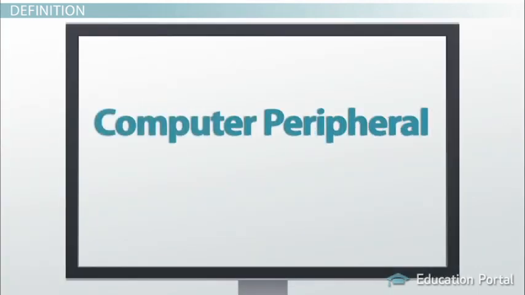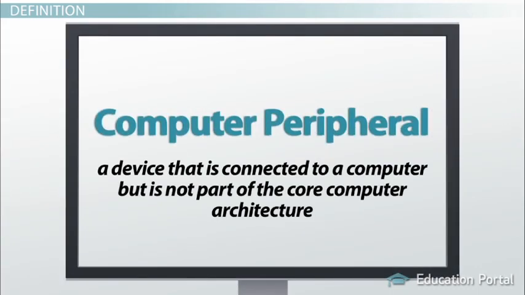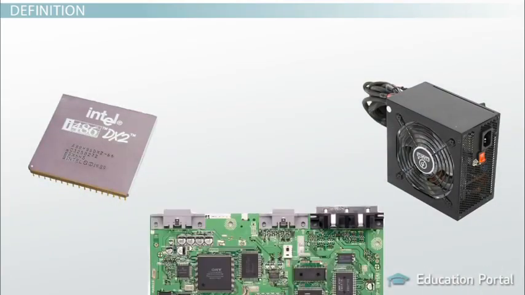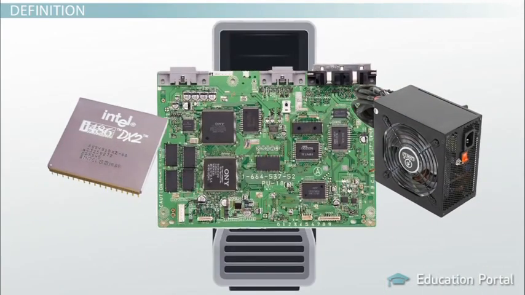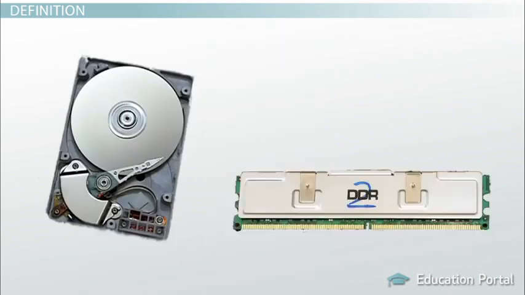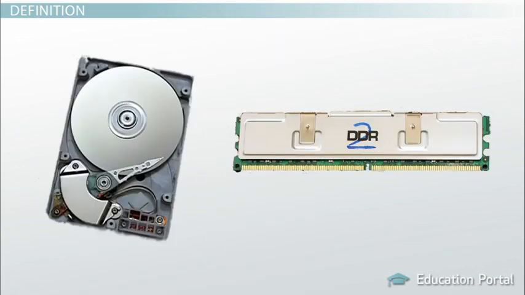A computer peripheral is a device that is connected to a computer but is not part of the core computer architecture. The core elements of a computer are the central processing unit, power supply, motherboard, and the computer case that contains those three components. Technically speaking, everything else is considered a peripheral device. However, this is a somewhat narrow view, since various other elements are required for a computer to actually function, such as a hard drive and random access memory, or RAM.